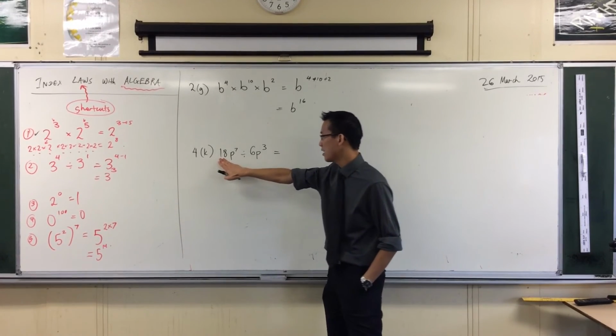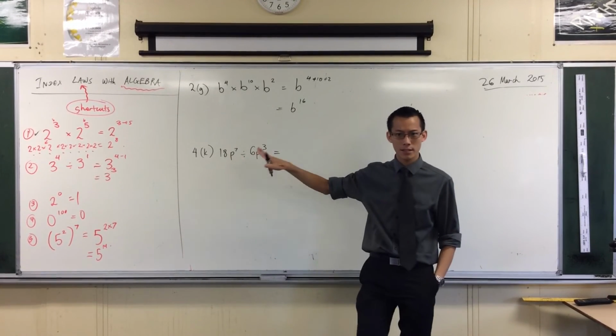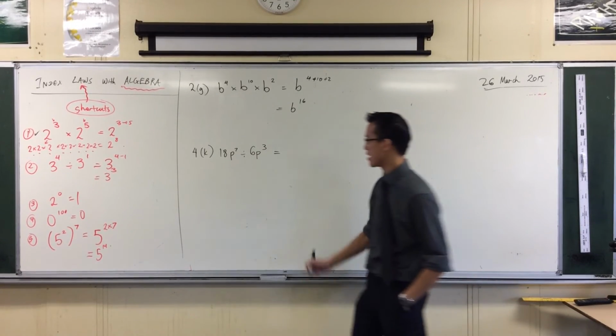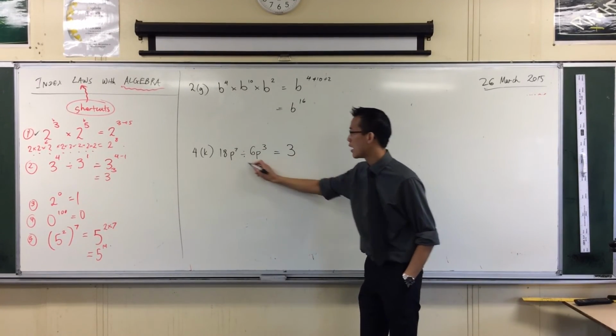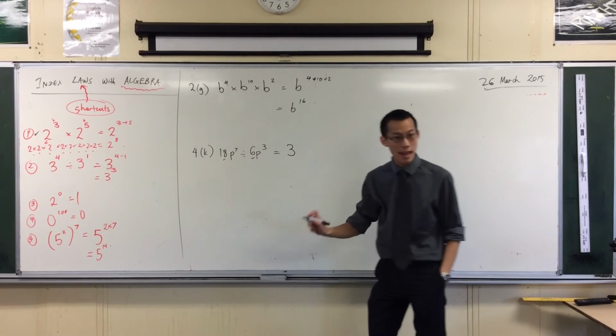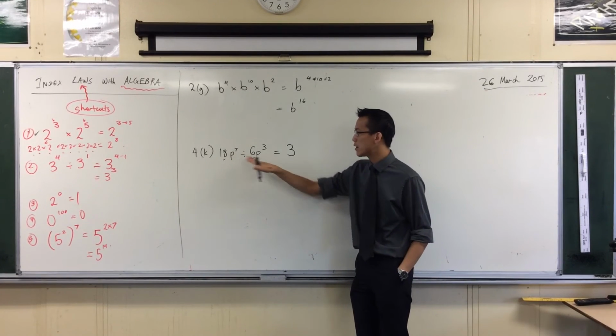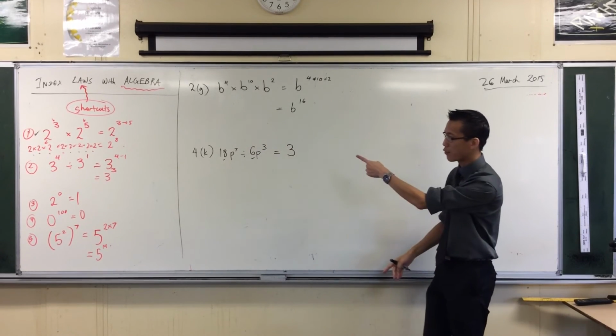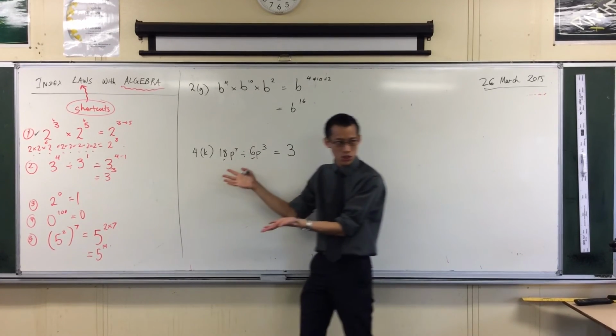I've got 18 divided by 6, times tables. 18 divided by 6 is 3, right? So I'll write down a 3. So I've dealt with the numbers now. And then I'm left with these unknowns, p to the power of 7, p to the power of 3, and I'm dividing. So which shortcut?